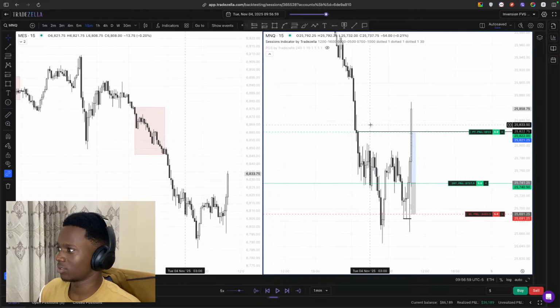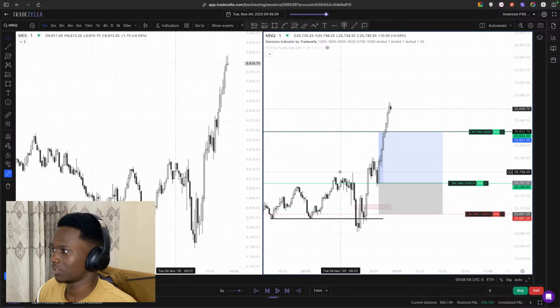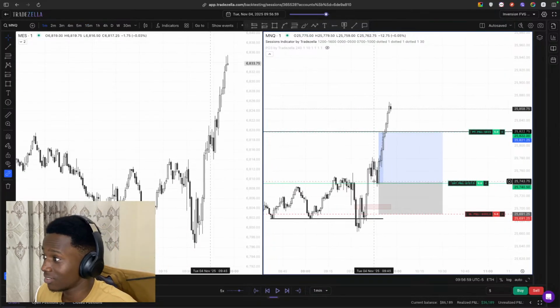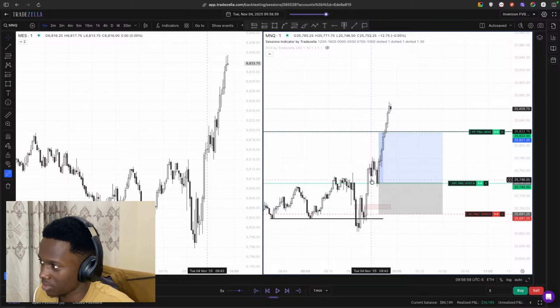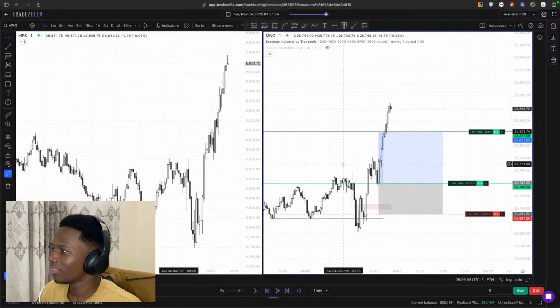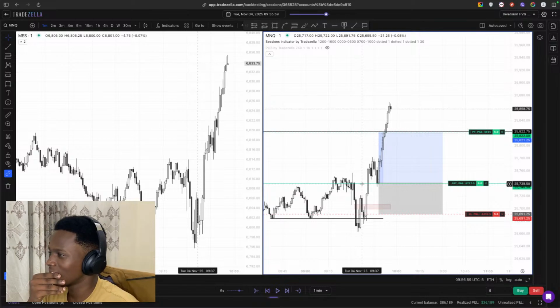So it ends up expanding higher, which is what we were waiting for. And also there comes an SMT here. I actually think I saw this thing while trading these live markets. I remember that I tried to take a trade here.